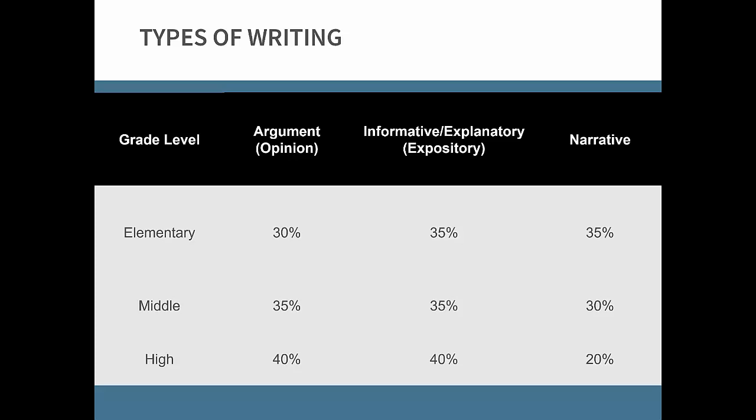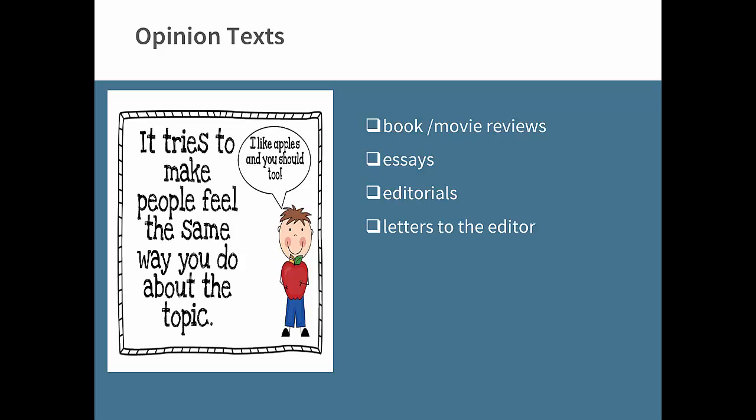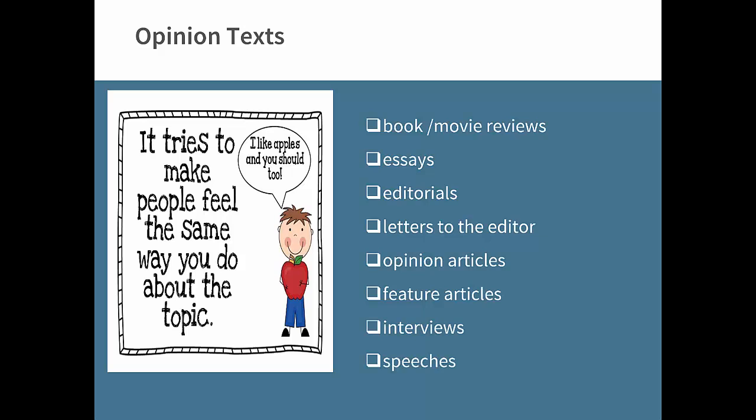So now let's take a deeper dive into these three types of writing. Opinion writing sets out to prove a point, to convince a targeted audience of the viewpoint on a particular issue. Opinion writing presents ideas that follow in logical progressions with evidence to support the point. In elementary grades, argument writing is opinion writing. The most common forms of opinion text include book and movie reviews, essays, editorials, letters to the editor, opinion articles, feature articles, interviews, and speeches.